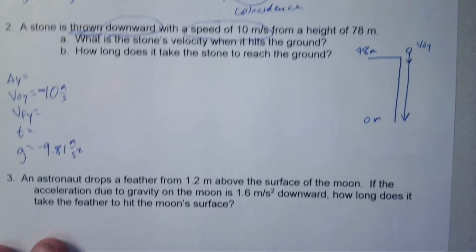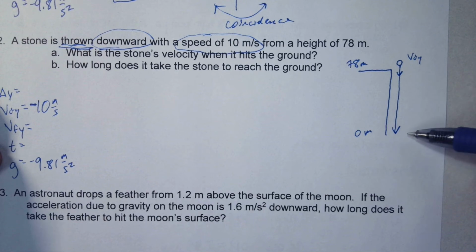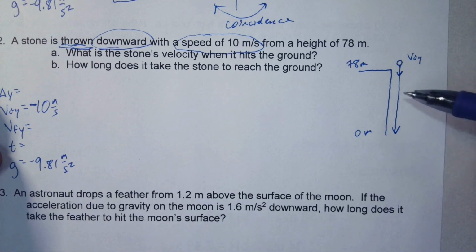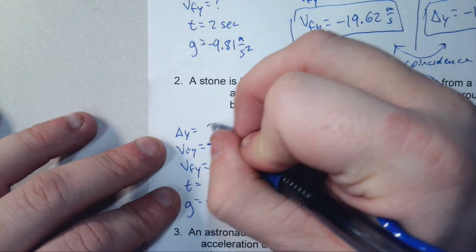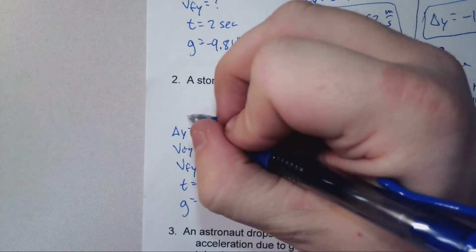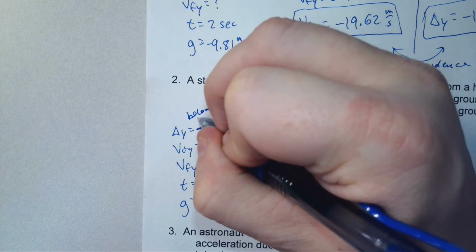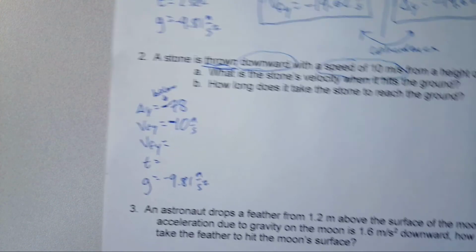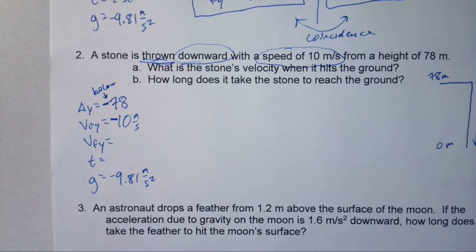So let's keep that in mind. We'll go back to what this problem says over here. And so the height is 78, but we're realizing that the stone is ultimately ending up 78 meters below. So the distance is 78, but the displacement is that it's 78 meters below where it started. Okay? And we're trying to figure out the stone's velocity when it hits the ground.